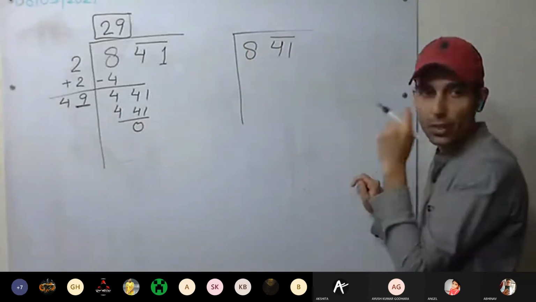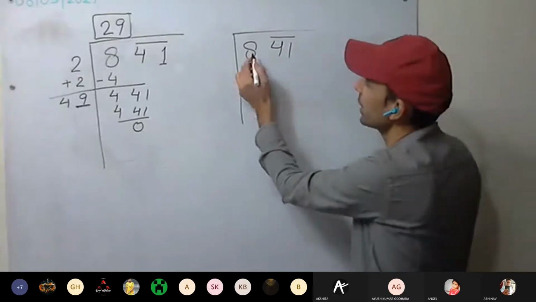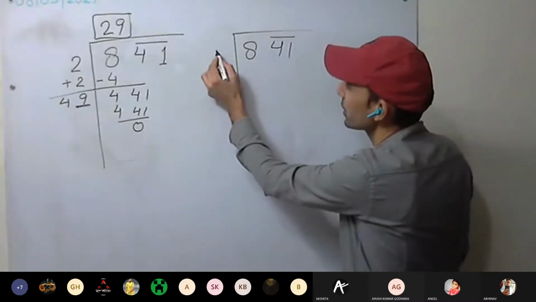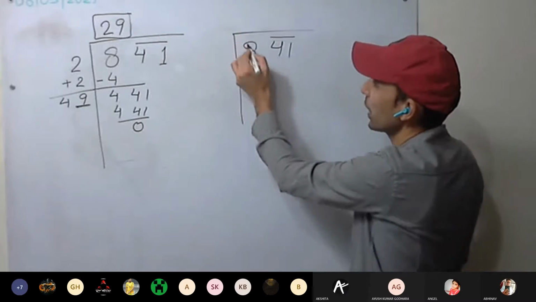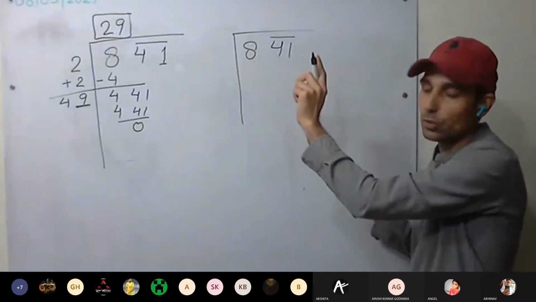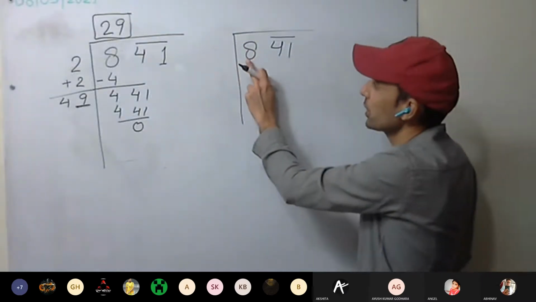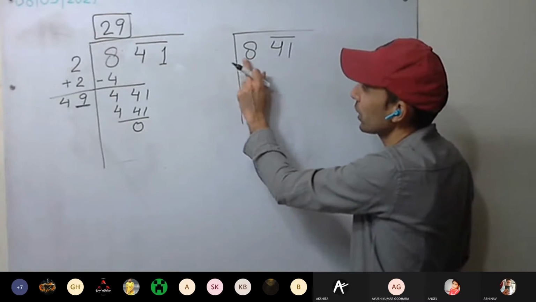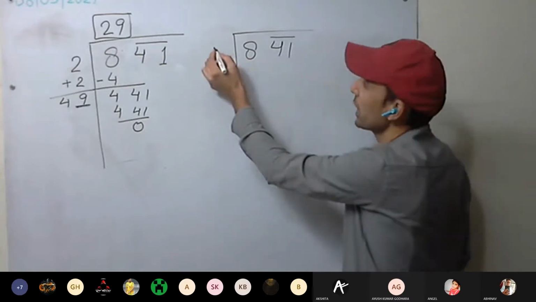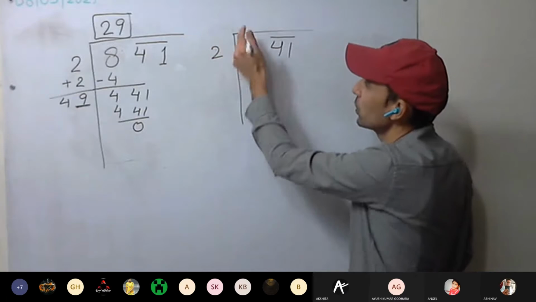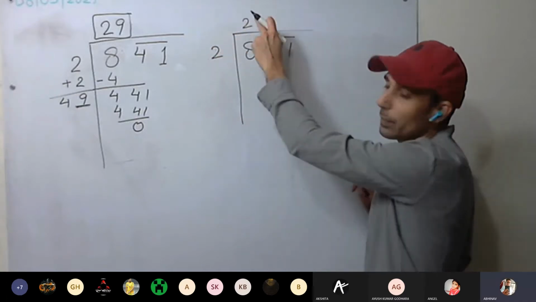841 we got. Now first here the number will come whose square is equal to or less than this one, nearest to this one. So 1 square, no, 2 square 4, 3 square 9, 9 will be more. So we'll write 2 here, because we are multiplying. 8.